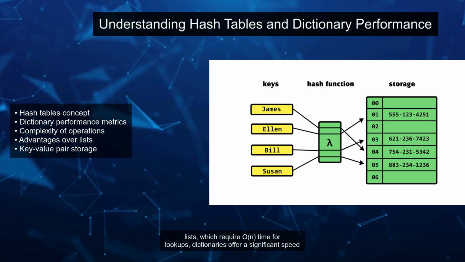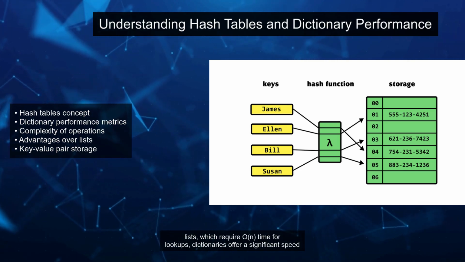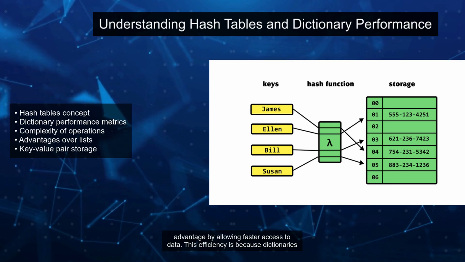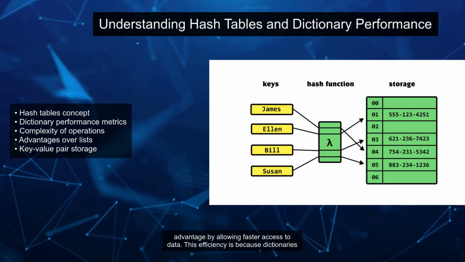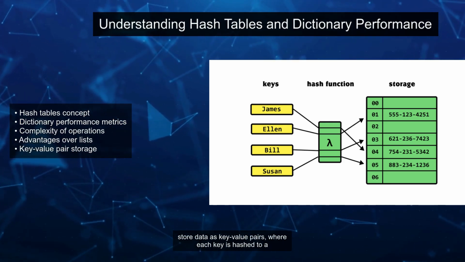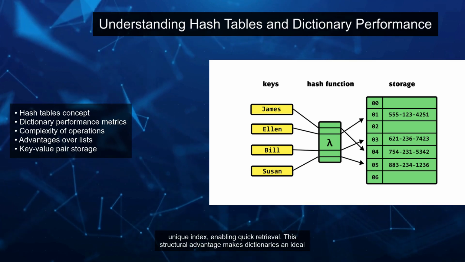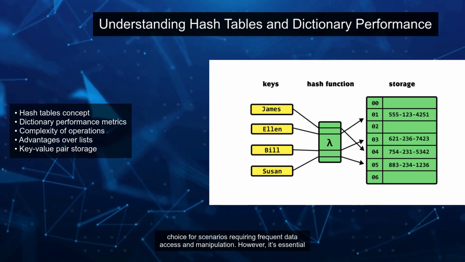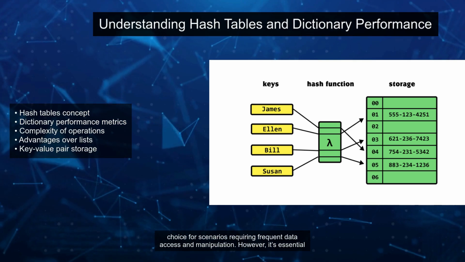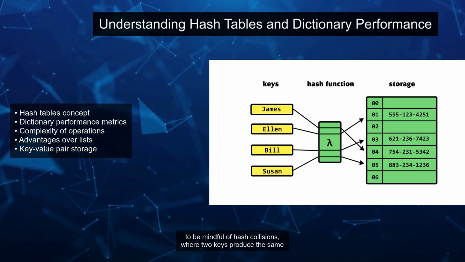Unlike lists, which require O(n) time for lookups, dictionaries offer a significant speed advantage by allowing faster access to data. This efficiency is because dictionaries store data as key value pairs, where each key is hashed to a unique index, enabling quick retrieval. This structural advantage makes dictionaries an ideal choice for scenarios requiring frequent data access and manipulation.